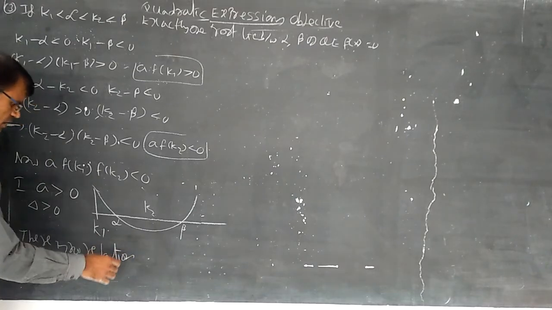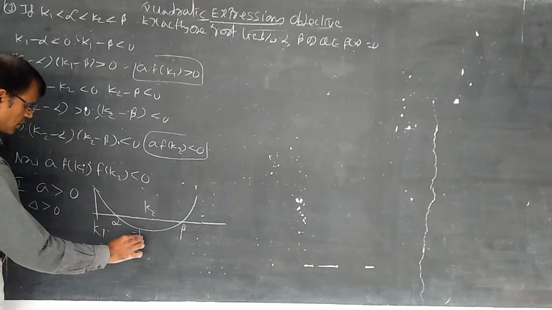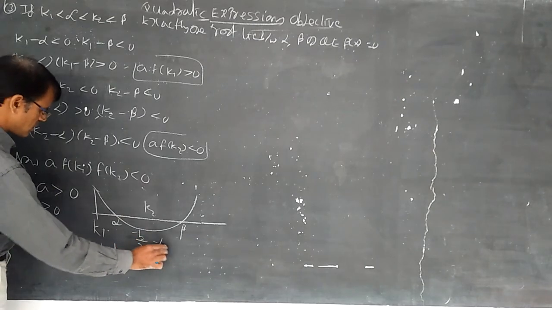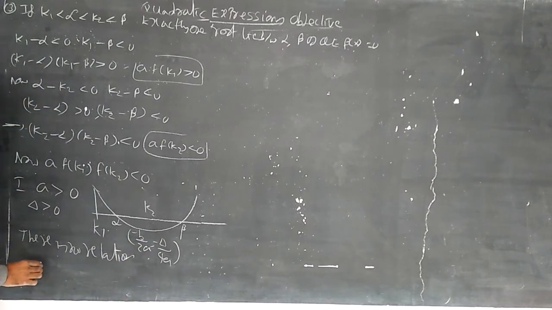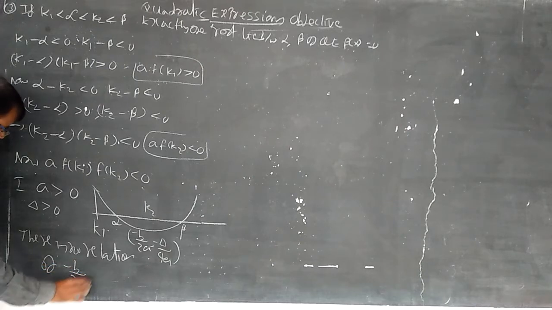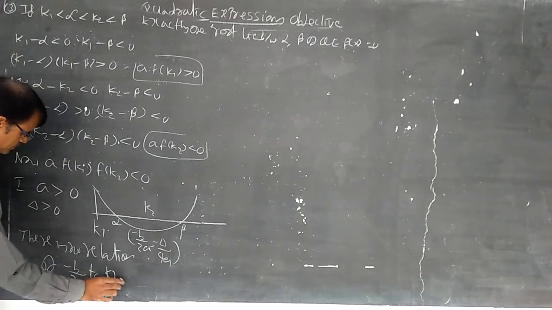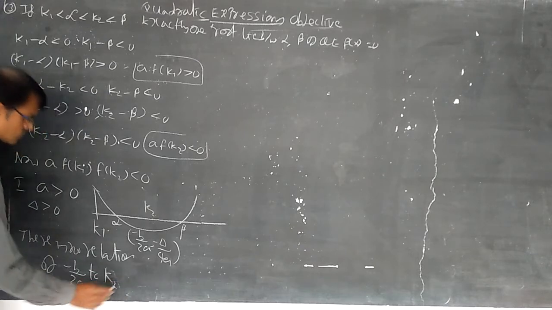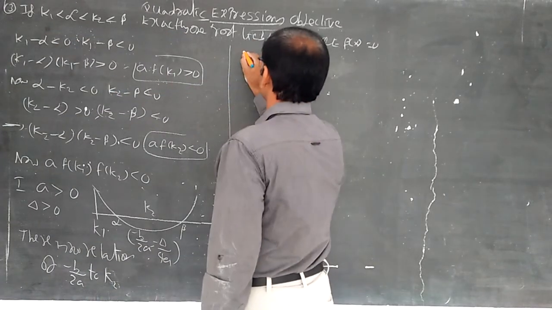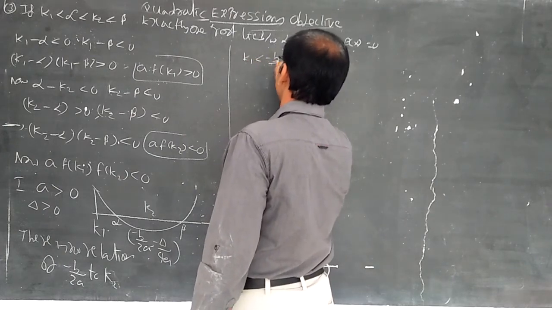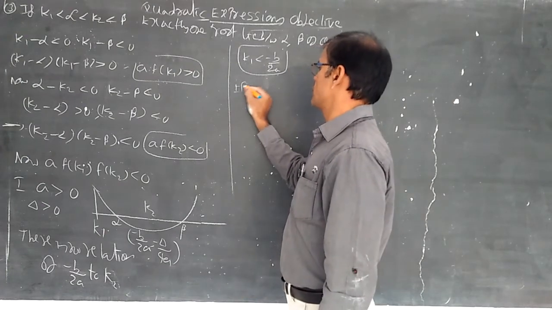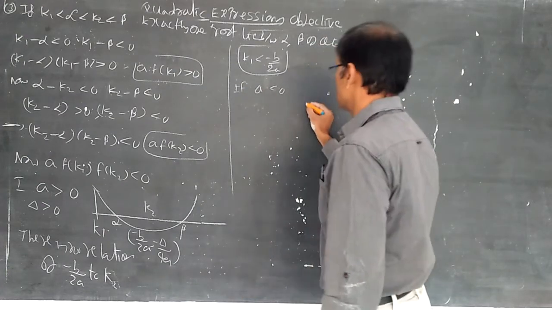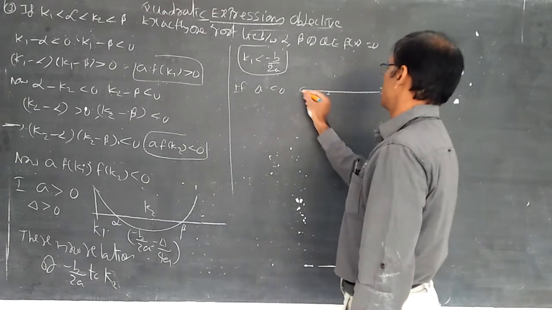Of course, minus b by 2a greater than k1, you write, because here it exists minus b by 2a, comma, minus delta by 4a. There is no relation of minus b by 2a to k2. We can say k1 is less than minus b by 2a. And if a is less than 0, the graph is a downward parabola.